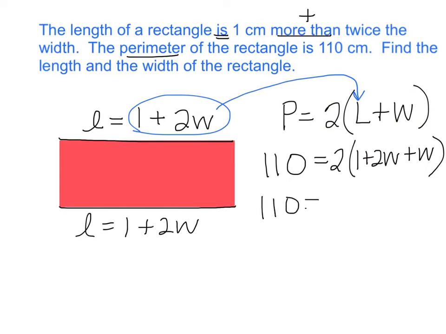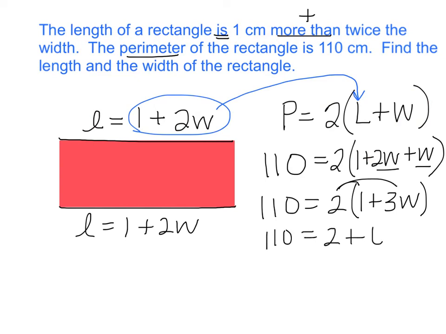So 110 equals 2 times, I'm going to put my like terms together. I am not going over the equal sign, so I am not going to use my inverse property. I'm going to get rid of my parentheses by multiplying that 2 in. I'm going to continue to solve. And 108 divided by 6 happens to be 18. Of course, we're going to label it 18 centimeters.